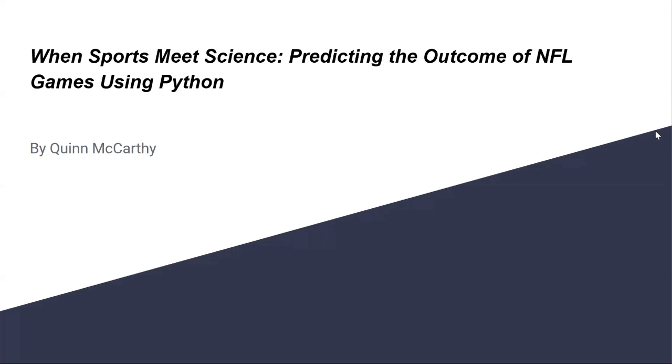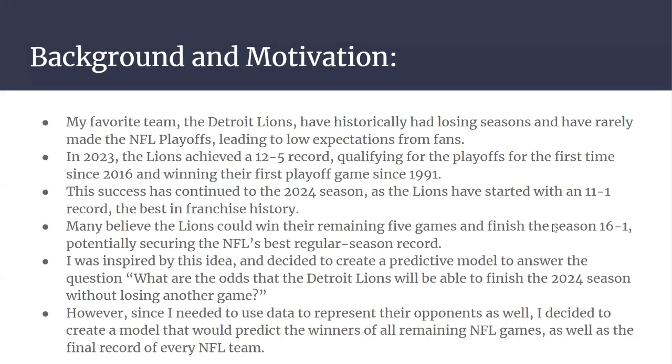When sports meet science: predicting the outcome of NFL games using Python. My favorite team, the Detroit Lions, have historically had losing seasons and have rarely made the NFL playoffs, leading to very low expectations from fans. In 2023, the Lions achieved a 12-5 record, qualifying for the playoffs for the first time since 2016 and winning their first playoff game since 1991.